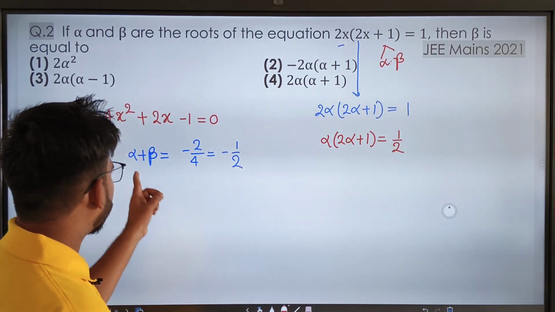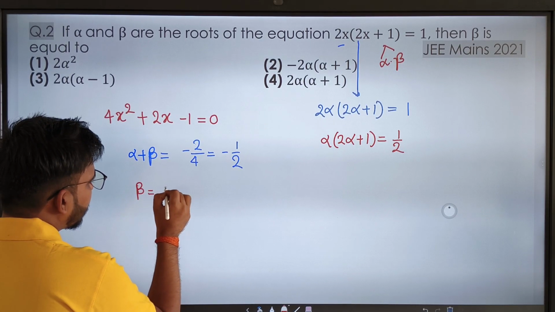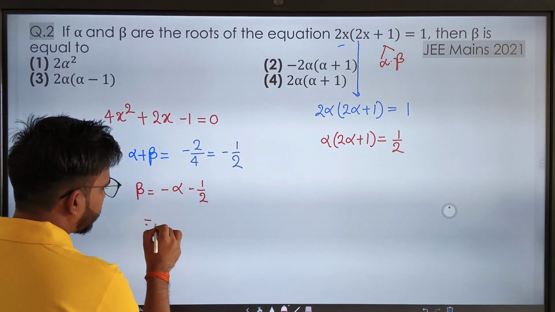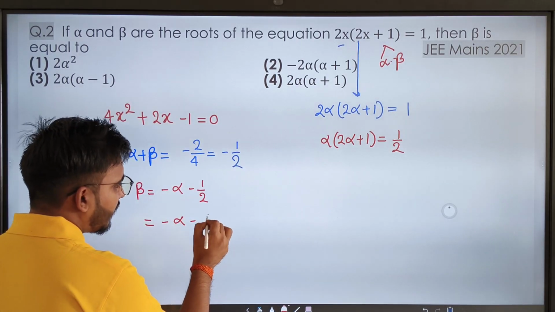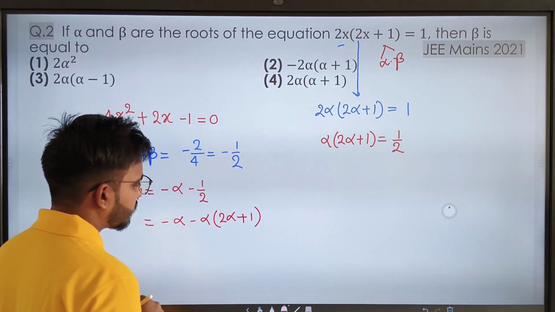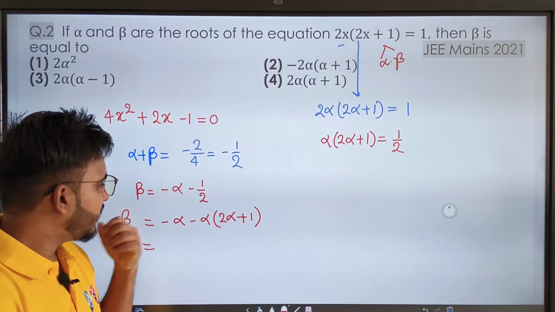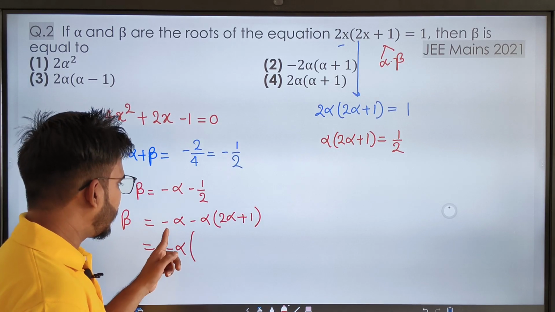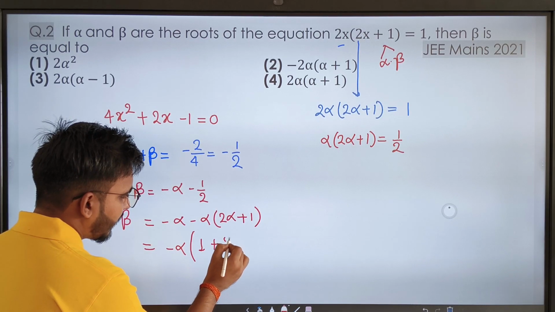Okay, so from here the value of beta is going to be minus alpha and minus half. So let us just put the values. It is going to be minus alpha and minus, in place of half I would put alpha into (2 alpha plus 1). Now this is the value of beta, which we need to find out. From these two terms I can take minus alpha common. If I take minus alpha common, in this term we'll get 1, and this will be plus (2 alpha plus 1).